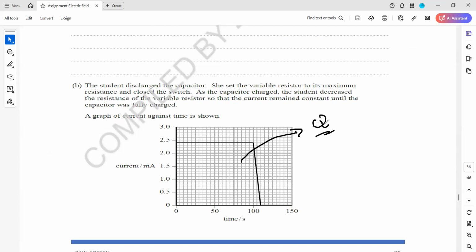How much charge is there? Whenever you have a current-time graph, the area under the graph will show how much charge will be stored. What is the value of Q? In this case, it is making a rectangle and a triangle, like this part, or you can use a trapezium.